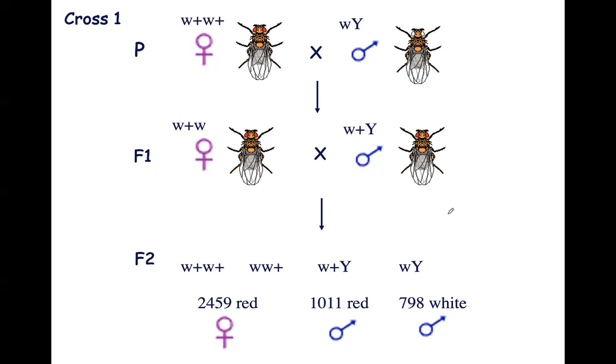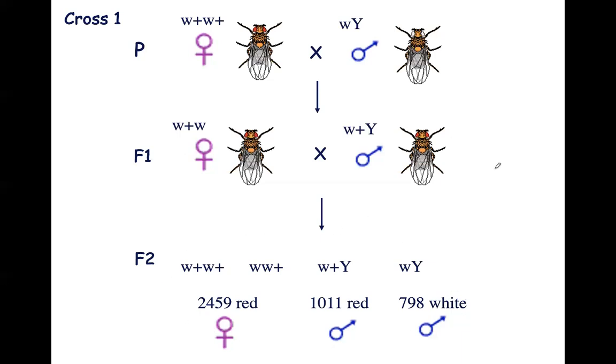Can anybody tell me, you can unmute or you can put it in the chat, what is wrong with this outcome? Here's what you got. Here's what they observed. What is wrong with this outcome? Anybody see anything wrong? This is the F2 here.